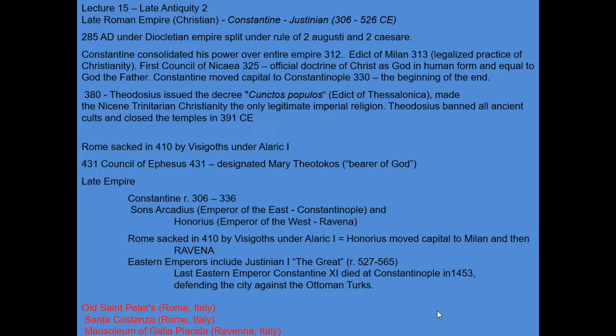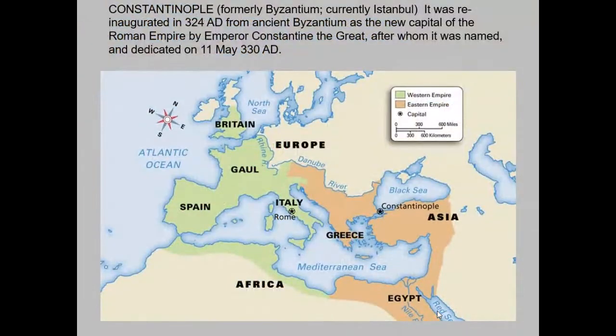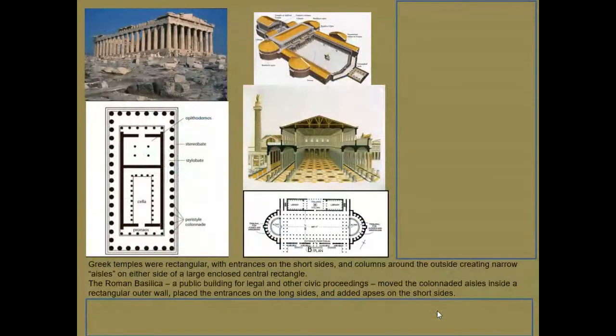We'll be concentrating right now on the end of the western half of the empire and the artwork of the Christians during that period. So on this map, you can see in that greenish shaded area the western portion of the empire. You see in the reddish salmon color the eastern half of the empire and the location of Rome and Constantinople.